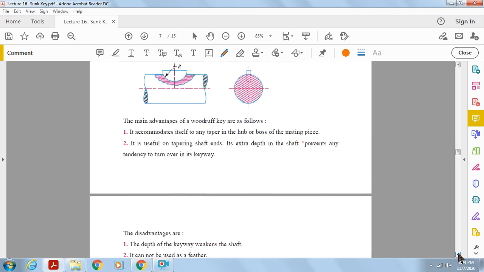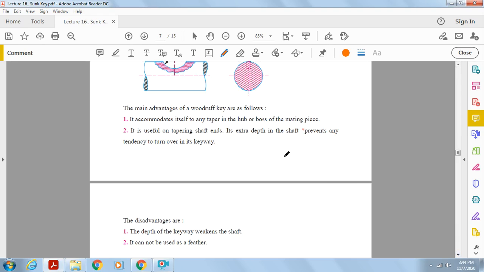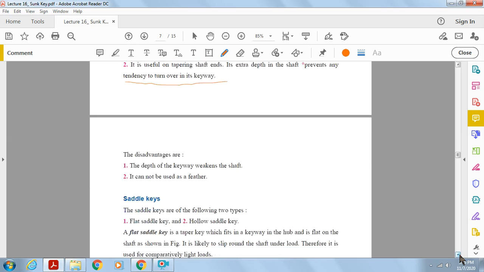Next come to the relative advantages of the Woodruff key. It accommodates itself to any taper in the hub or boss of the mating keys. It is useful on tapering shaft end. Its extra depth in the shaft prevents any tendency to turn over in its keyway. Now come to the disadvantages. The depth of the keyway weakens the shaft. It cannot be used as a feather.